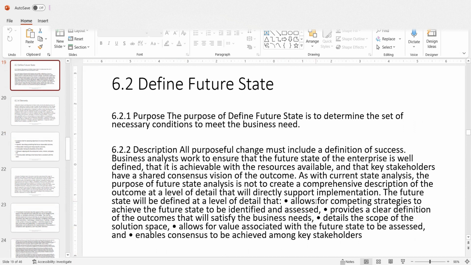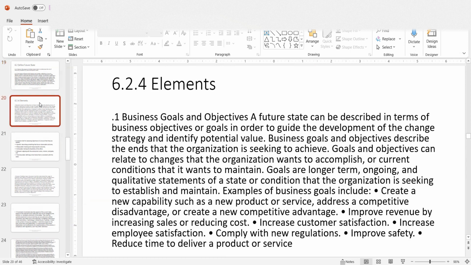And she considers competing strategies. She looks at defining a clear strategy of the outcomes that will satisfy the business needs. She details the scope of the solution space. She allows for value associated with the future state to be assessed and enables consensus to be achieved amongst key stakeholders. She considers the business goals and objectives while crafting the future state.